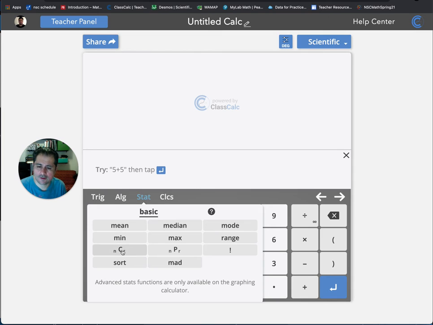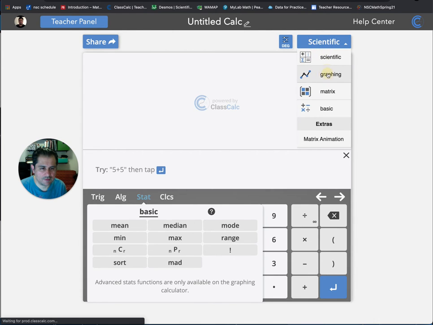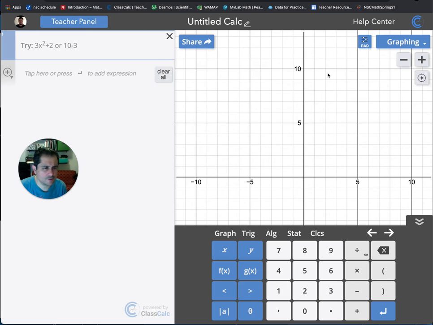Oh, no, they are here. I'm going to use the factorial, sorry. But we're going to use the more advanced features later, so let's get used to the graphing feature. We're not going to graph for statistics necessarily, but we're going to need more of the advanced stats.